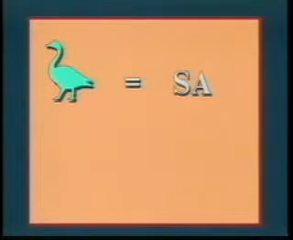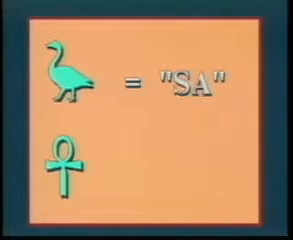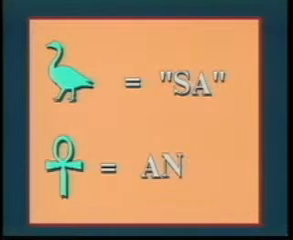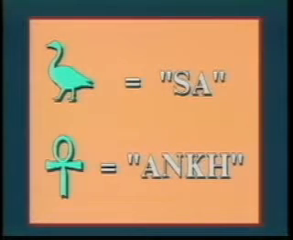Finally, some of the pictures represented more than one letter or sound. For example, the goose stood for two sounds, S and A, and sounded something like sa. The sandal strap had an even longer sound. The word for sandal strap sounded something like ankh.